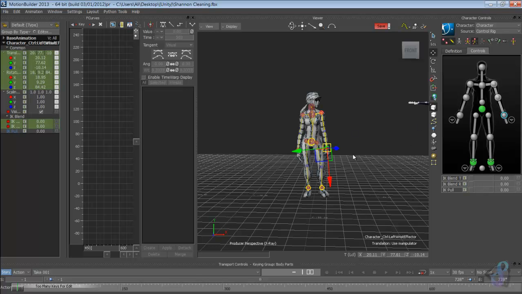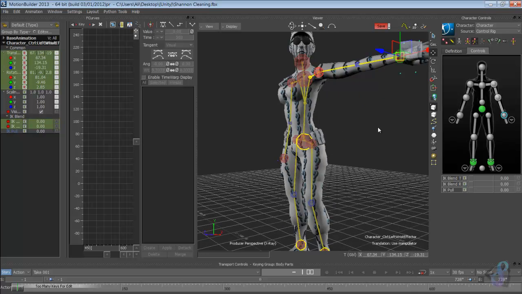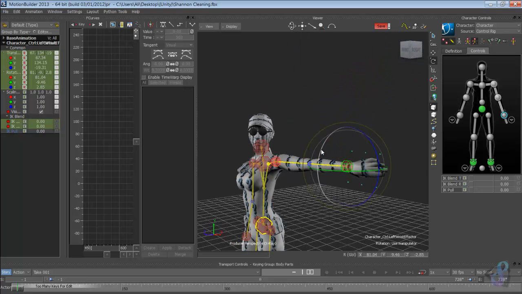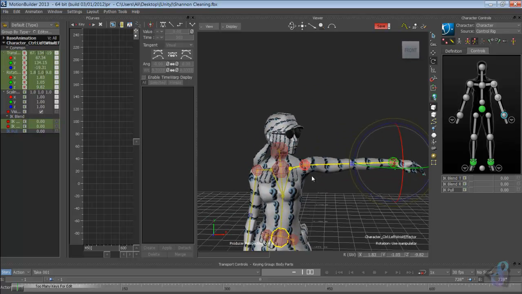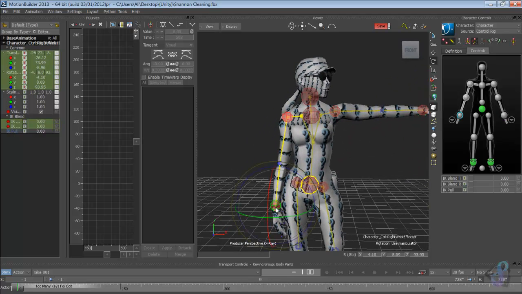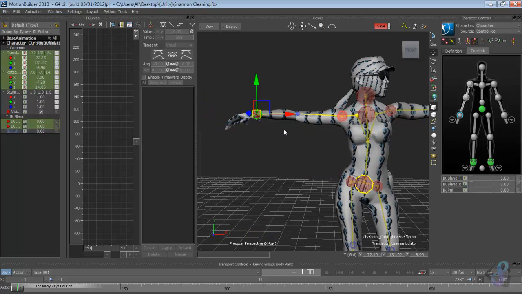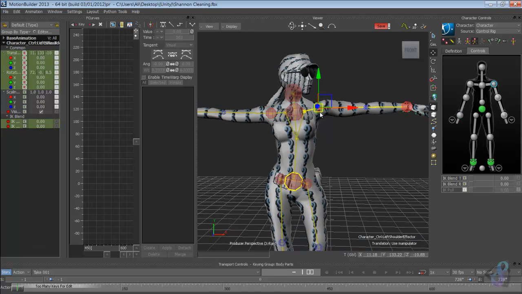Now I can just select this, move it up like this, and I should be in global. Move her hand up all the way. And now if I rotate it a bit, there we go. One hand in people shape. Move it up, out. There we go.